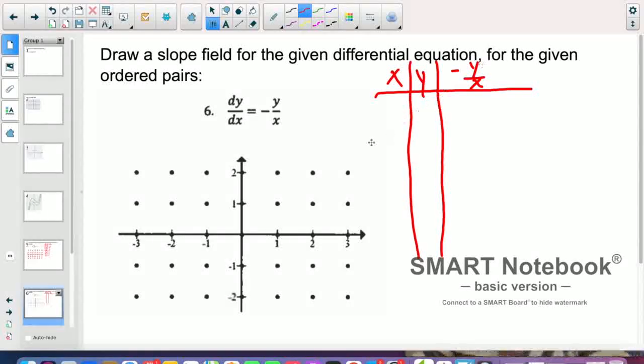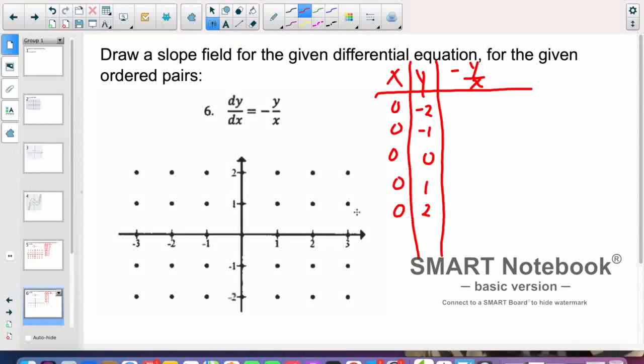And then I'm going to take the ordered pairs. Now, think about what happens here if x is 0. Wouldn't my slope be undefined if x is 0, because we can't have 0 on the bottom? So those are the points I'm going to deal with first. I'm going to deal with all of the ordered pairs that have an x value of 0. So those will be all the ordered pairs on the y-axis. So I'm going to put in (0, -2), (0, -1), (0, 0), (0, 1), and (0, 2).